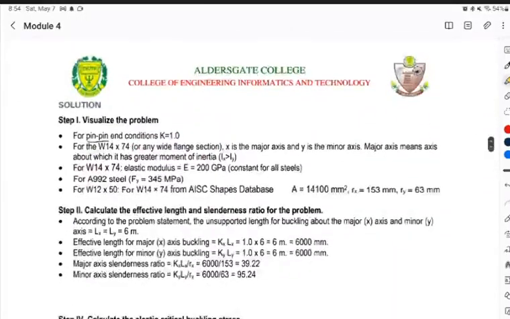So yan. And for the W14 by 74, or any wide flange section, X is the major axis. So for wide flange section class, X is our major axis and Y is the minor axis. Okay? So the major axis means the axis about which it has greater moment of inertia. Yun yung basehan natin if it is our major axis or minor axis, yung moment of inertia niya. And for wide flange, it is always the x-axis. So, mas malaki lagi yung I sub x natin kaysa I sub y.